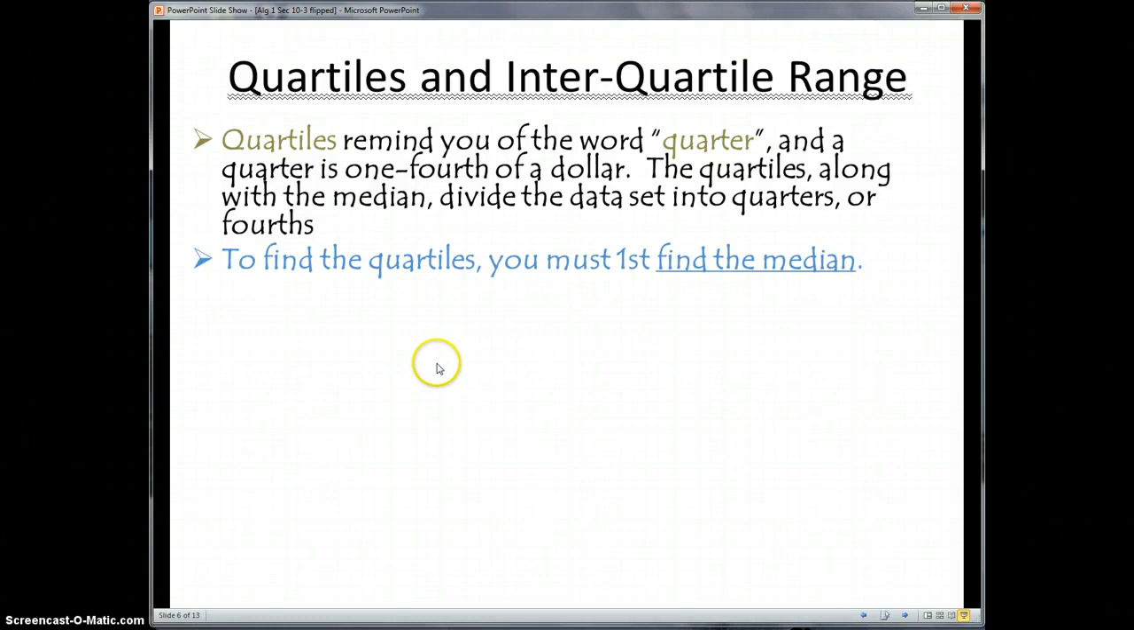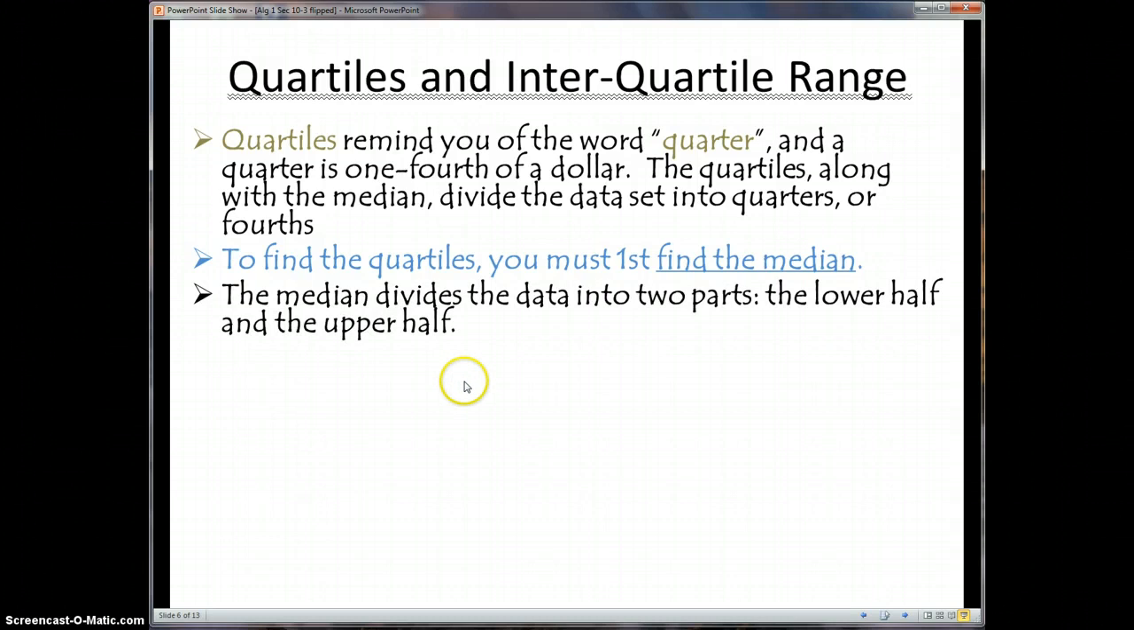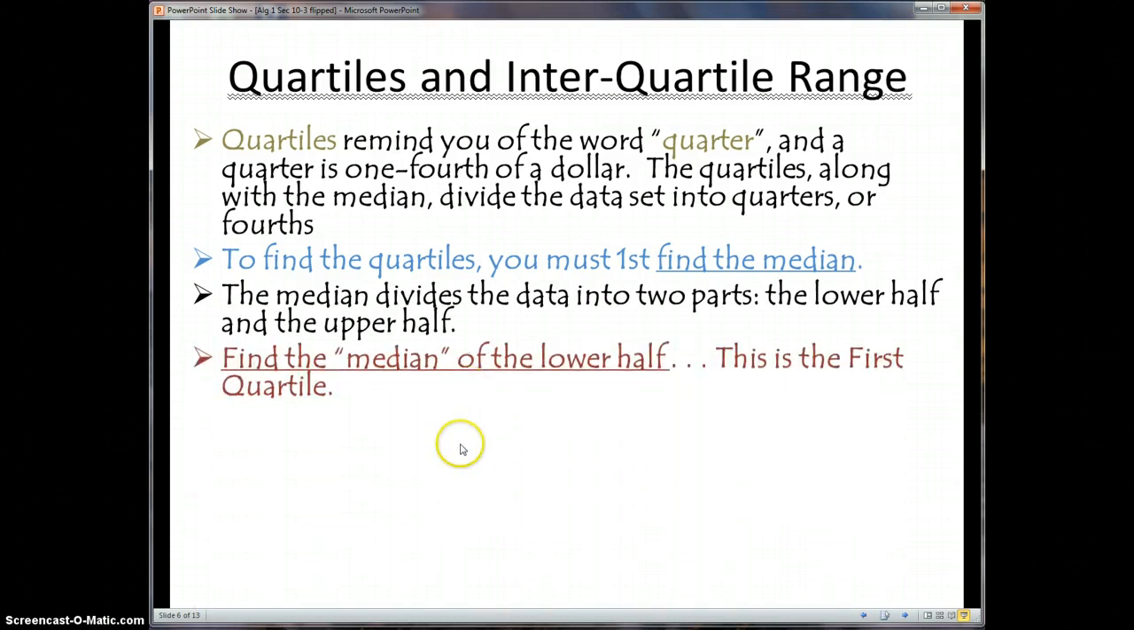So how do you find it? Well, to find the quartiles, you first must find the median. Now the median divides the data into two parts. So there's a lower half and there's an upper half. To find the first quartile, you find the median of the lower half. Okay, now wait a minute. We found the median. That divides it into a lower half and the upper half.